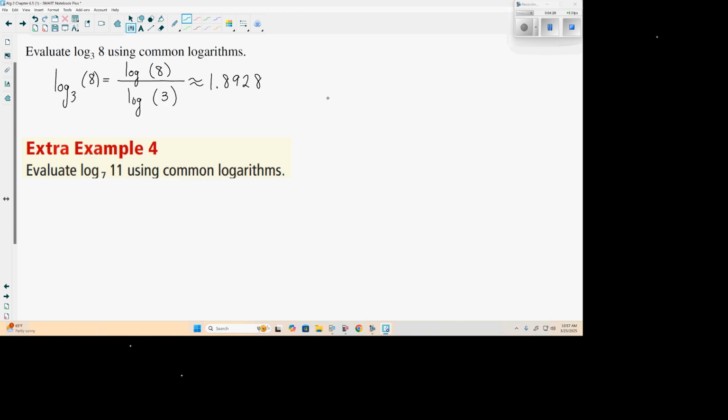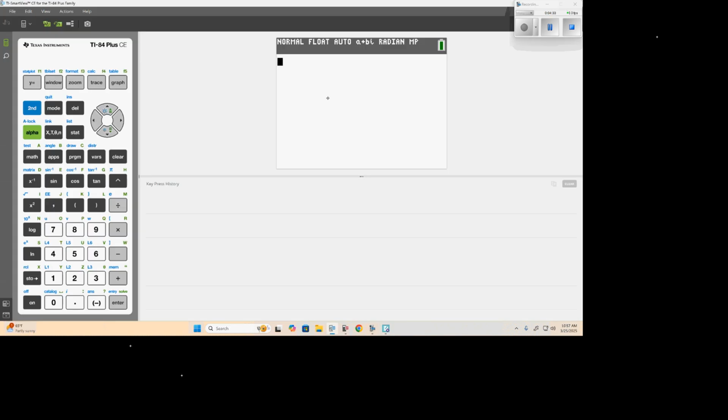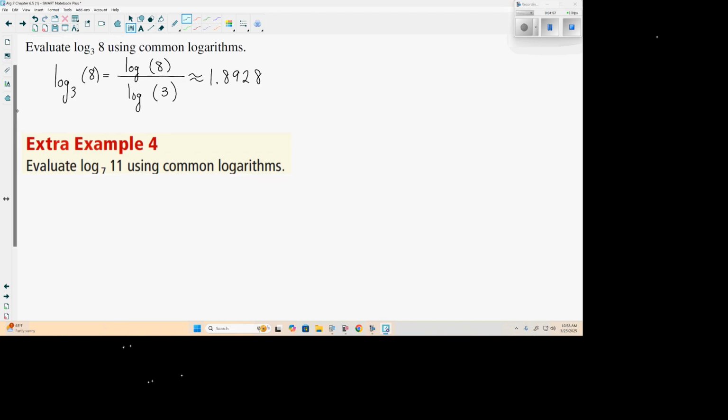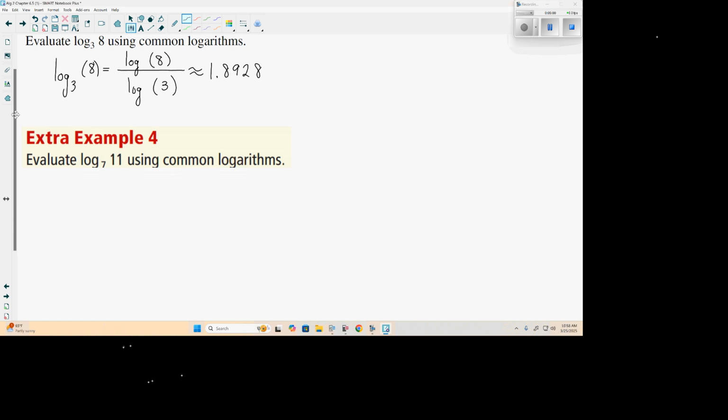Now the graphing calculators would let us take log base 3 of 8. But to do that again, we'd go math, scroll up to log base 3 of 8, and we get the exact same thing. It's a little bit nicer, a little bit quicker to use the change of base, to change it from log base 3 of 8 to just log of 8 divided by log of 3, and we can plug that in. Questions on the first one?